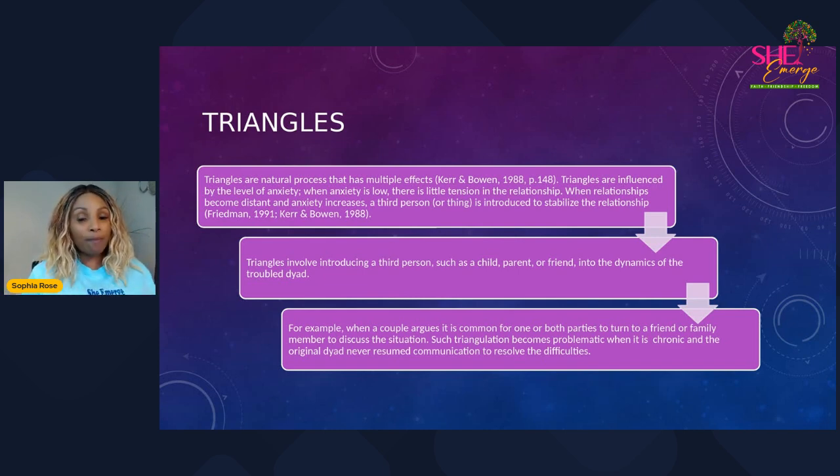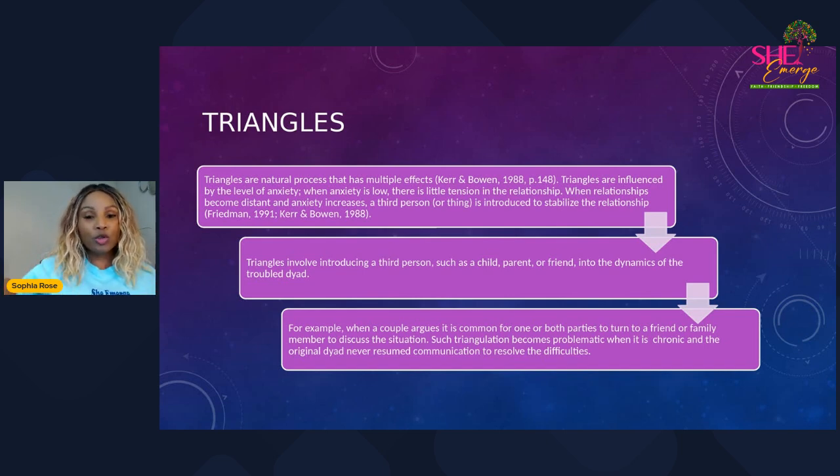stabilize the relationship. So triangles involve introducing a third person, essentially, such as a child, a parent, or a friend, into the dynamics of the troubled dyad. And guess what? A therapist can also be triangled into this space. Another example is when a couple argues, it is common for one or both parties to turn to a friend or family member to discuss the situation at hand.